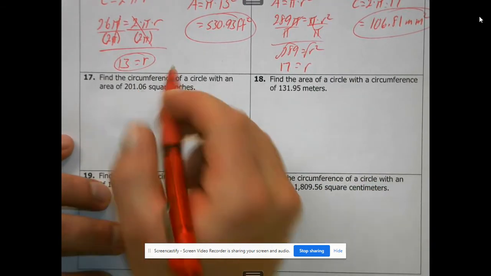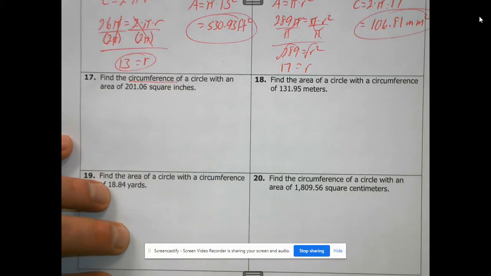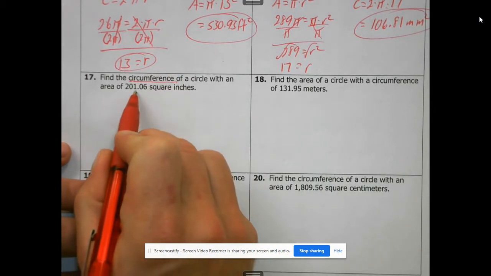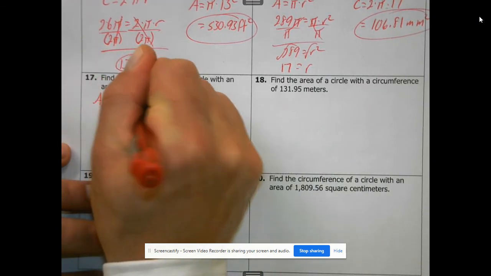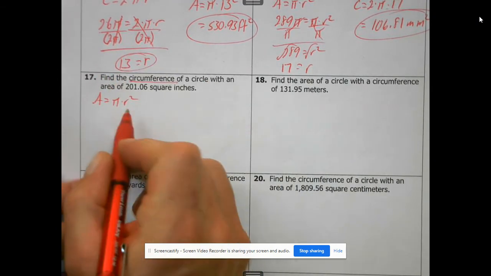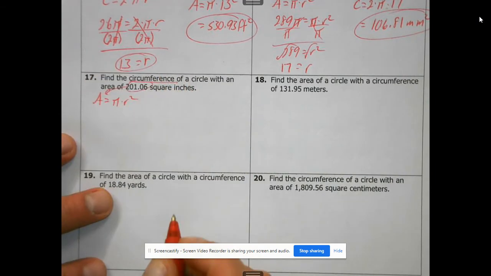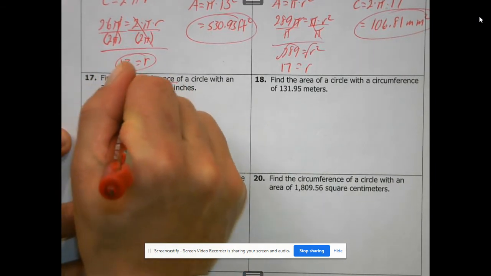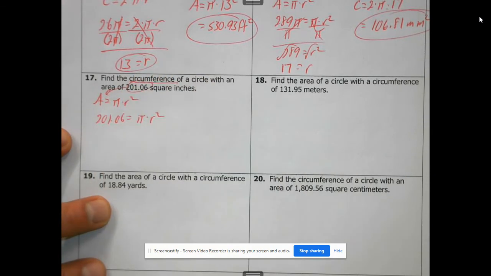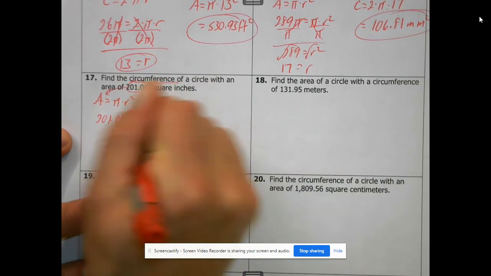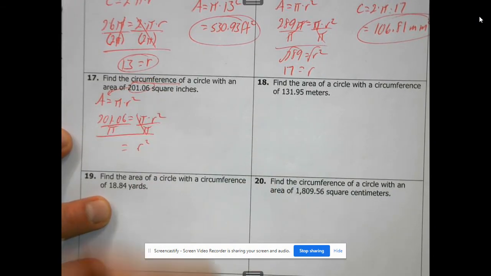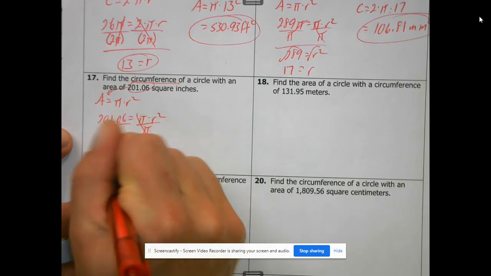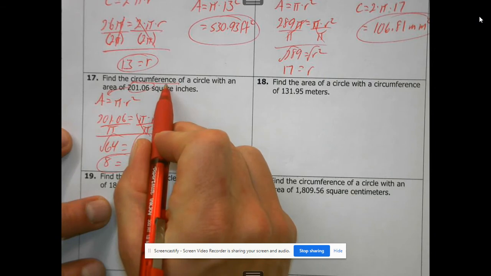Find the circumference of a circle with an area of this, right? So plug this into the area first, and then we'll solve for r. So remember, area is pi times radius squared. Area is 201.06. It's pi times radius squared. Divide by pi. When you divide by pi, you get 64. Square root to get rid of the square. Radius is 8. I'm trying to find circumference.